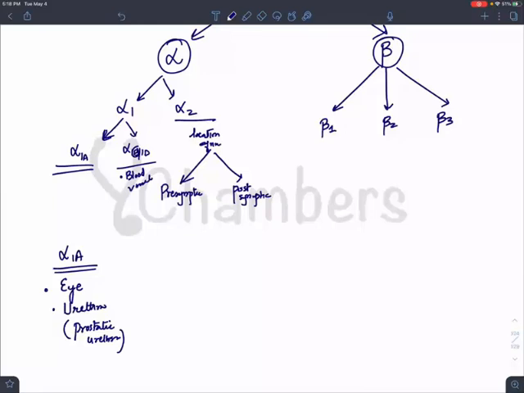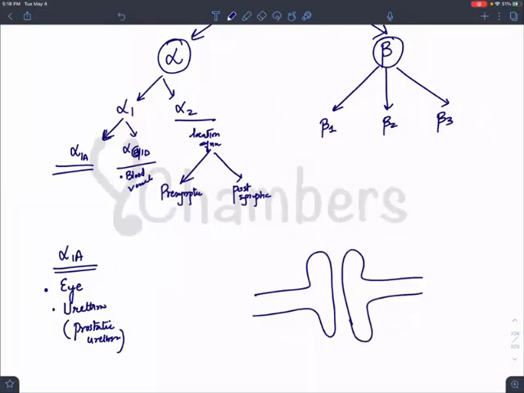Now presynaptic. This is the synapse, and I take this side as presynaptic. I have presynaptic alpha 2 and postsynaptic alpha 2. What is the function of presynaptic alpha 2? We call them faucets, meaning they stop the release, or they stop the sympathetic synthesis.